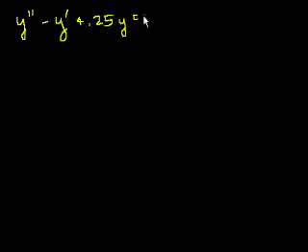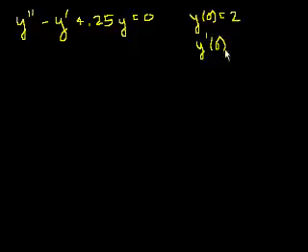Let's do another problem with repeated roots. So let's say our differential equation is the second derivative of y minus the first derivative plus 0.25y is equal to 0. And they've actually given us some initial conditions. They said that y of 0 is equal to 2 and y prime of 0 is equal to 1/3.